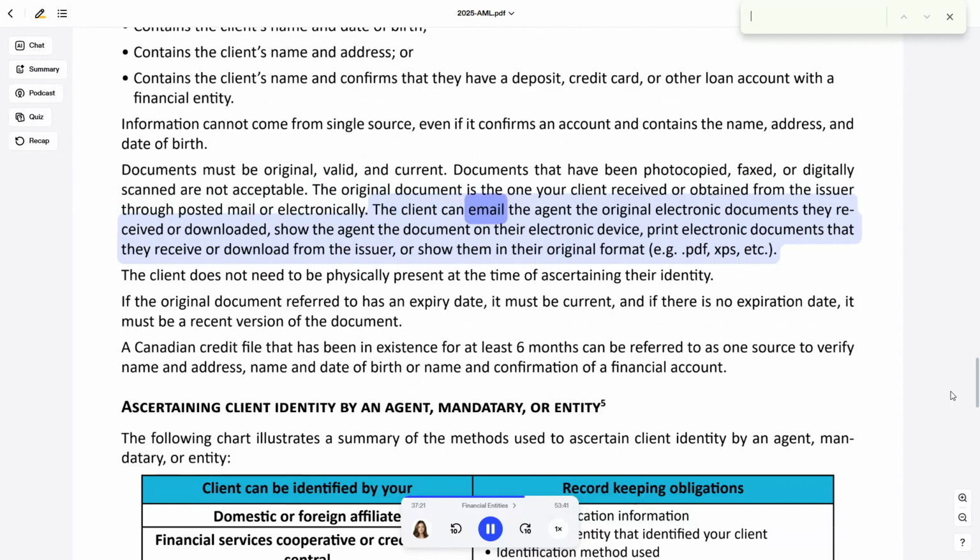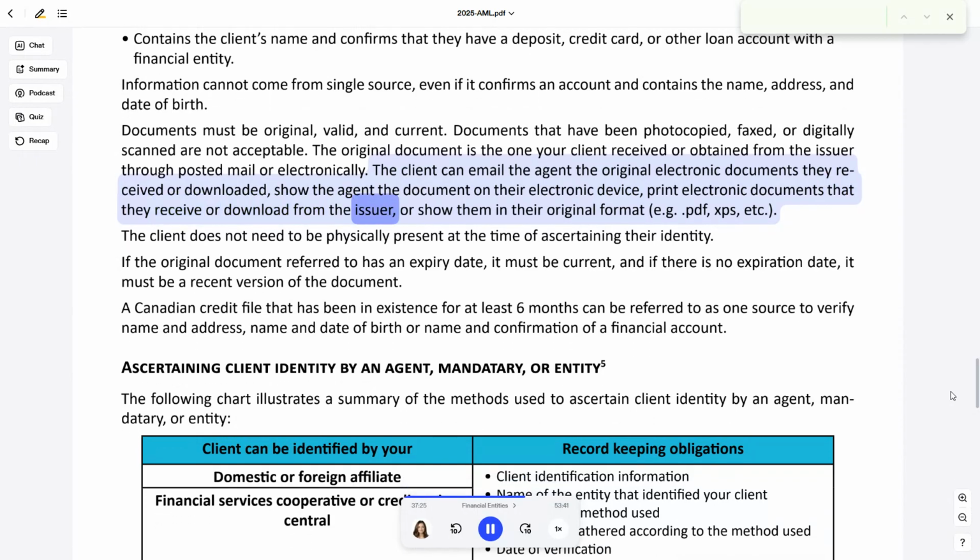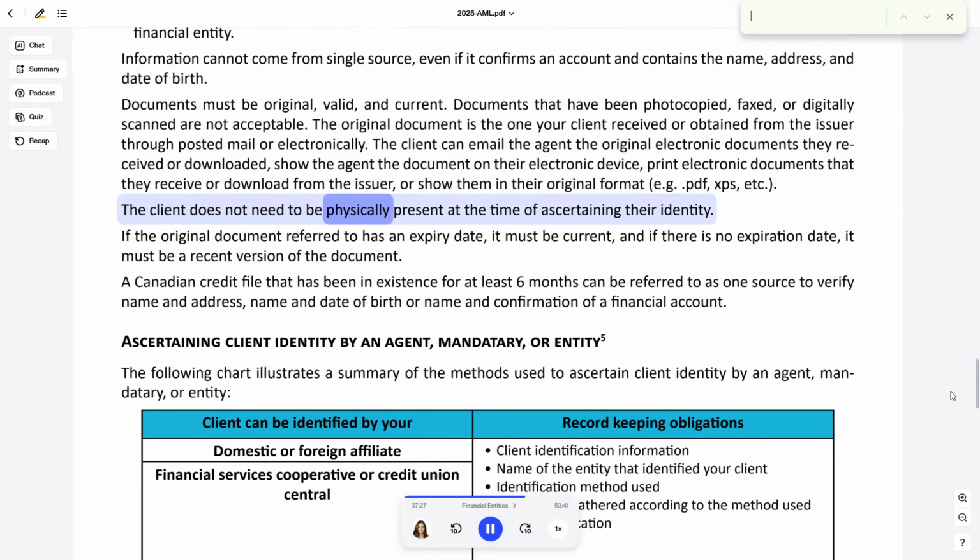The client can email the agent the original electronic documents they received or downloaded, show the agent the document on their electronic device, print electronic documents that they receive or download from the issuer, or show them in their original format, for example, .pdf, XPS, etc. The client does not need to be physically present at the time of ascertaining their identity.